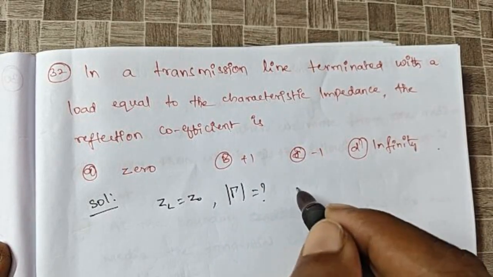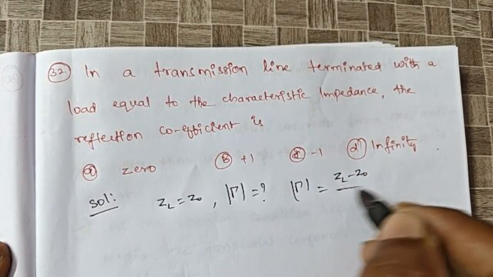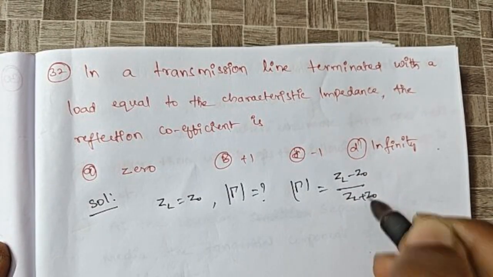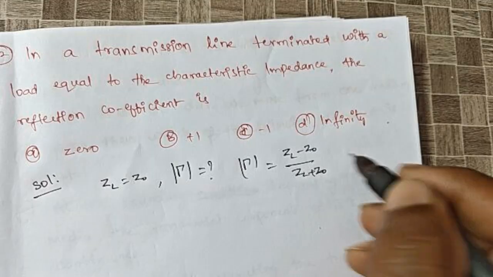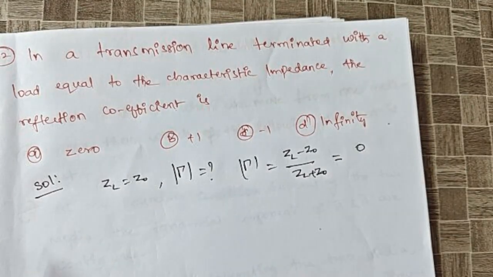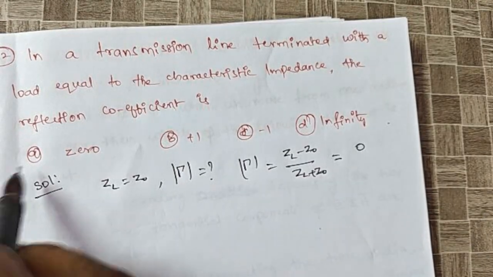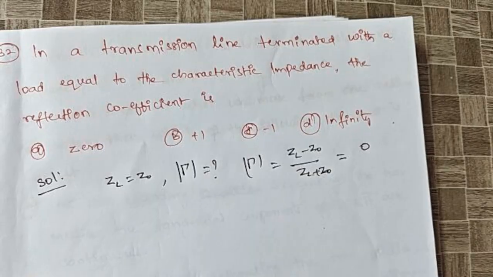The relation is gamma equals (ZL minus Z0) by (ZL plus Z0). Okay, so ZL is equal to Z0, so this will be 0. Right? So the reflection coefficient is 0. So answer A is the correct answer.